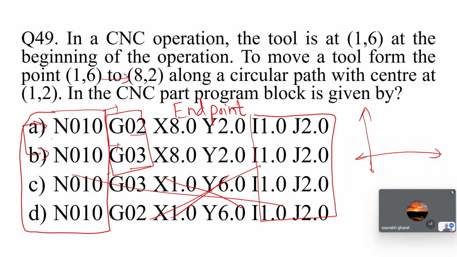I told you how you can solve this kind of problem. You can plot directly. How can you plot? It's simple. You can directly plot here.